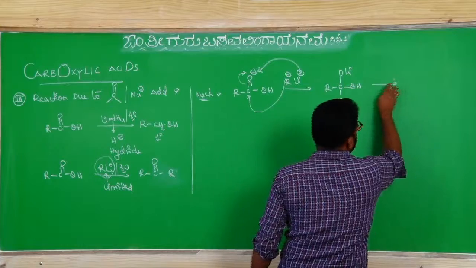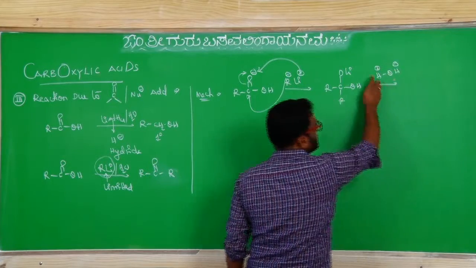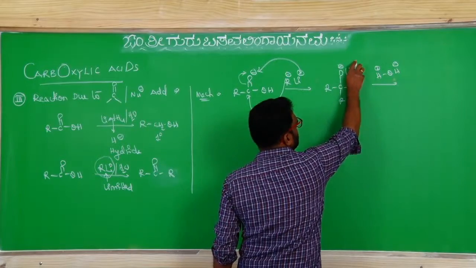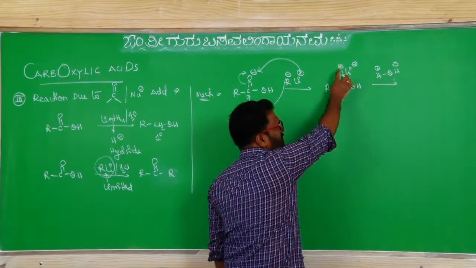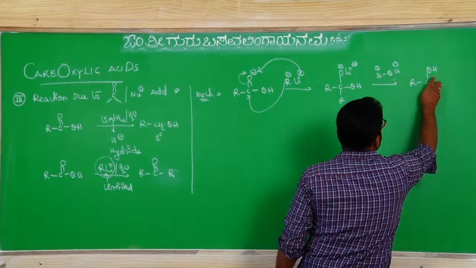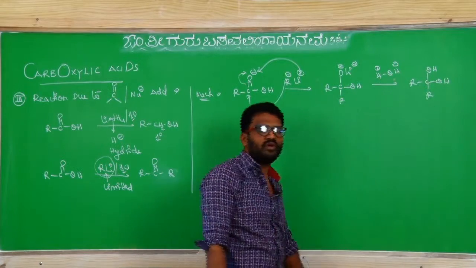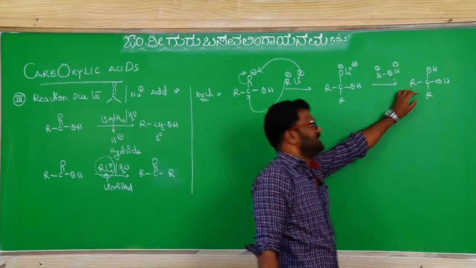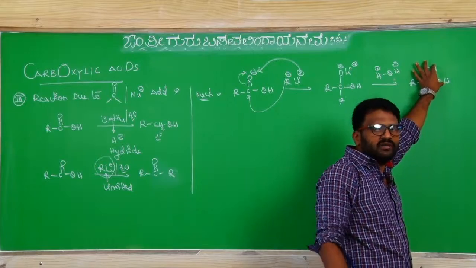Then after hydrolysis, you will get H plus and OH minus. H plus goes to O minus, and lithium plus will combine with OH minus. The result is a dihydroxy compound. So on the same carbon you have two OH groups. Whenever the same carbon has two OH groups, it will be unstable.